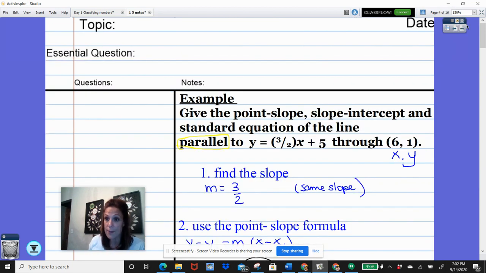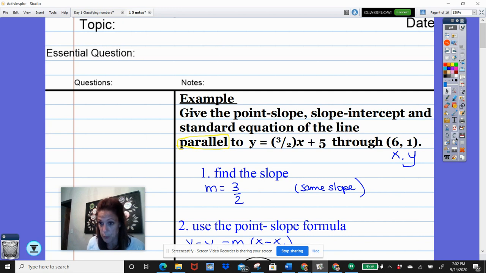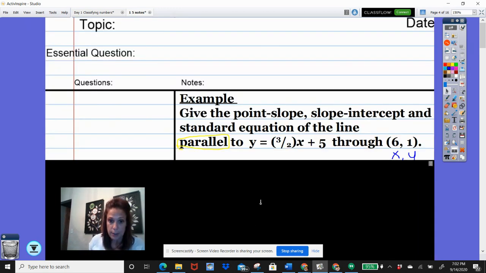The last and final example that I have for you is here. Now, when you have these wordy ones, it says give the point slope, slope intercept, and standard form of the equation of a line parallel to y equals 3/2 x plus 5 through this point. So I circled parallel because that's the word that you have to zero in on. It's not the form of the equation. You'll get to that part in the end, but you have to know where to start, and you have to find a line that's parallel to this line.